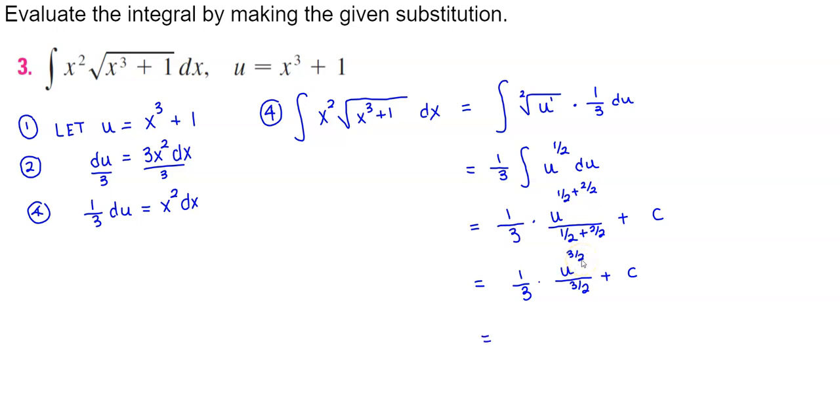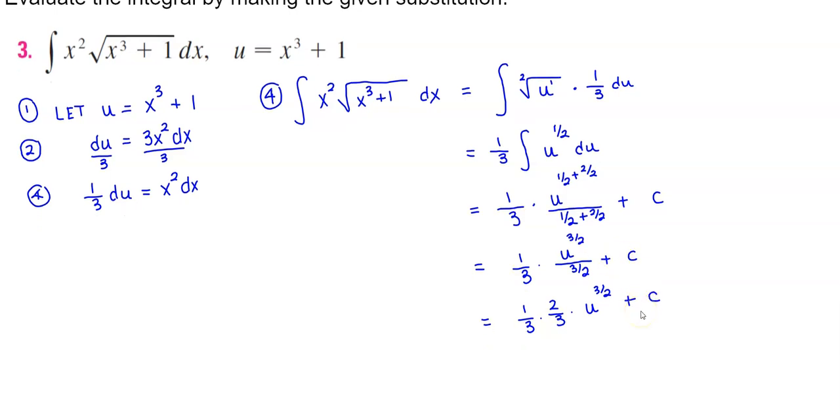So therefore, this becomes 1/3. And now, since this is 2/3, 3/2 in the denominator, it's the same thing as taking 2/3 times u to the 3/2 plus c. And so therefore, let's go ahead and multiply. So 1 times 2 is 2. 3 times 3 is 9. So that's 2/9 u to the 3/2 plus c.